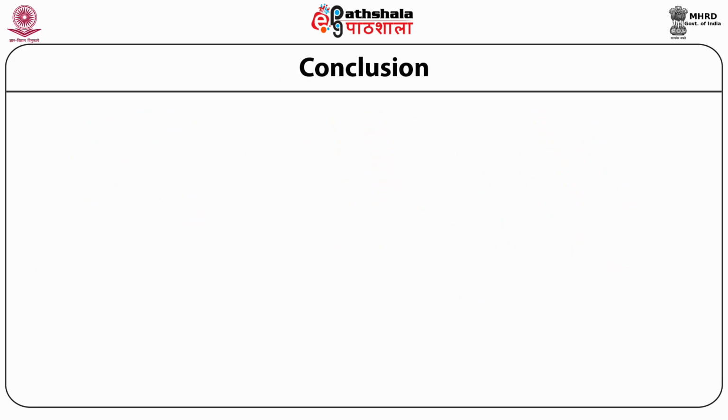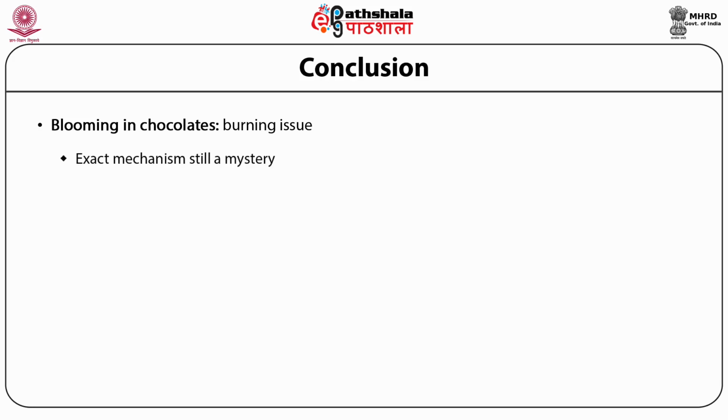So to conclude, I may say that blooming in chocolate is a burning issue. Even the big brands are finding suitable solutions to these blooming problems in chocolates, which sometimes becomes unavoidable. And the main reason is that the exact mechanism is still a mystery. There can be a number of possible reasons for blooming in chocolates. It can be because of the processing, because of the composition, because of the storage effect. And sometimes few of the things are not in our hands.